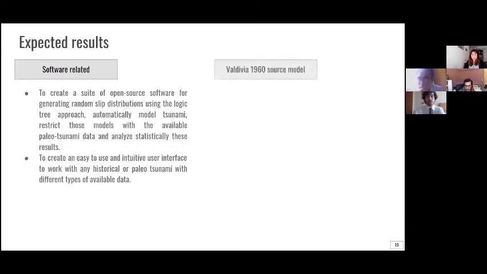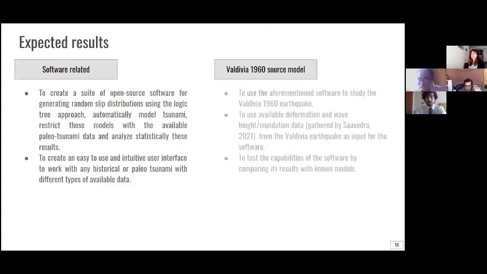And then, on the other hand, we have the expected results regarding the Valdivia 1960 source model. So we will strive to use the aforementioned software to study the Valdivia 1960 earthquake as a benchmark to test the capabilities of this software. We will try to use the available deformation and wave height inundation data gathered by Saavedra 2021 from the Valdivia earthquake as an input for the software, and then to test the capabilities of the software by comparing its results with known models, such as Barrientos, Fujii and Satake, or Moreno 2009.